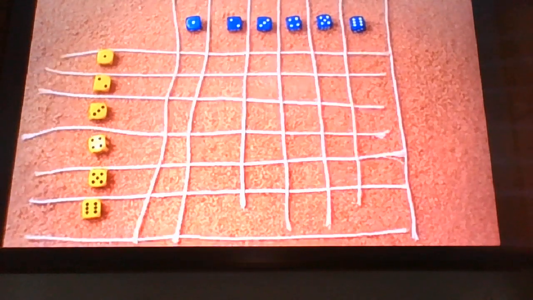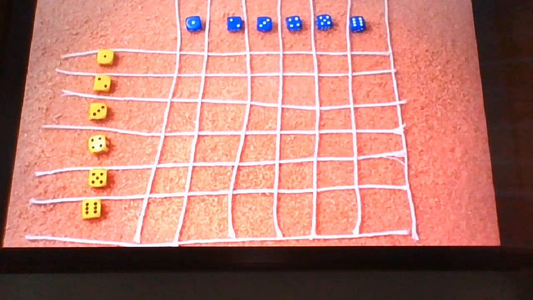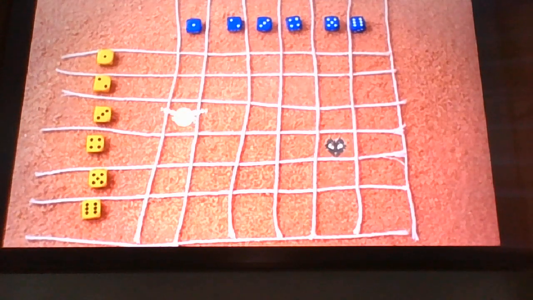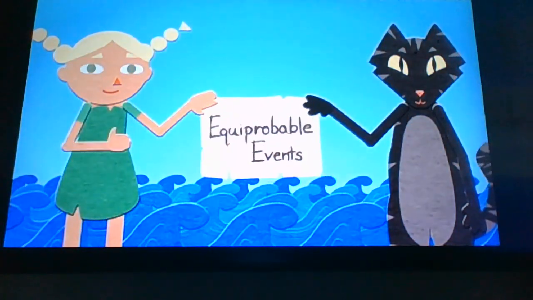Each cell in the chart shows a possible combination when you roll both dice. If you roll a 4 and then a 5, we'll mark a player 2 victory in this cell. A 3 and a 1 gives player 1 a victory here. There are 36 possible combinations, each with exactly the same chance of happening. Mathematicians call these equiprobable events.